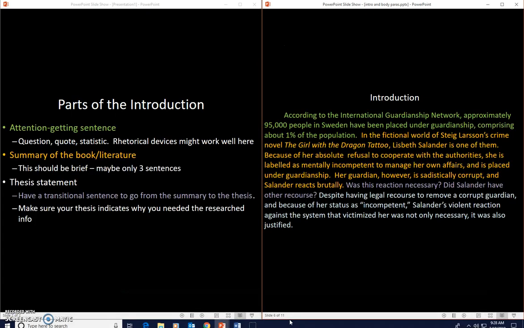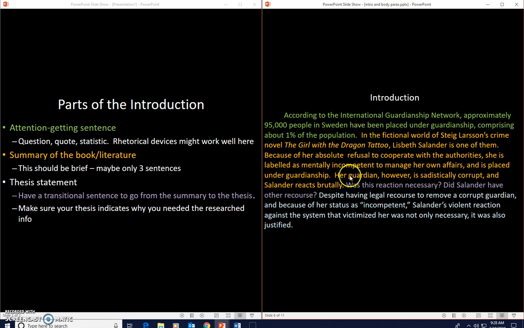And here's the introduction from the example research paper that I've been working with. You can see that I've color-coded it so that you have a visual that shows you all the different elements. I started, like I said, with a statistic. That's what's here in green. And again, it gives us sort of a quick glimpse into what my research topic will be. We know that my research, based on just this introductory sentence, is going to have something to do with Sweden. We know it's going to have something to do with guardianship.